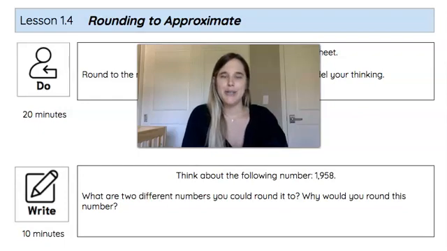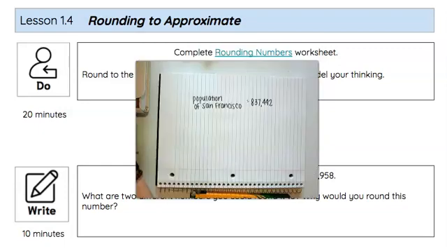Today I'm going to teach you how to round numbers and how to talk about large numbers in simpler form. We round numbers in everyday life all of the time. Let's take a look at one example here.